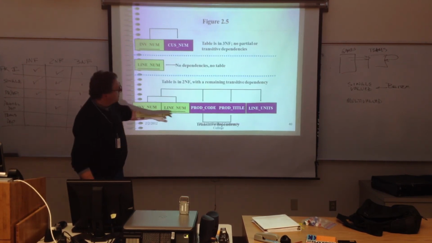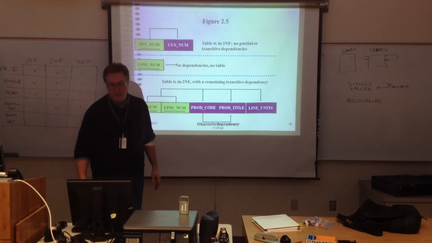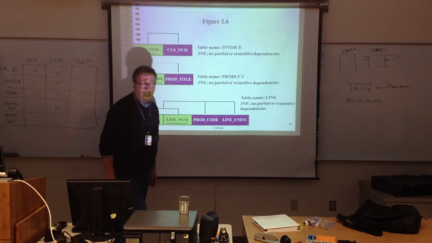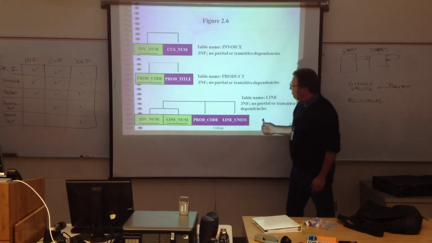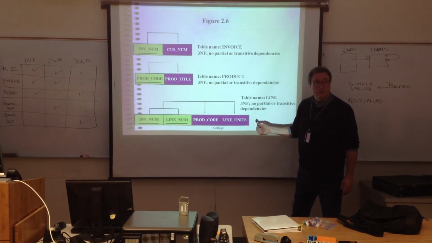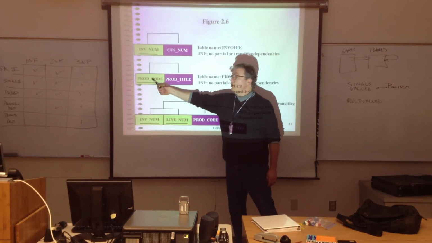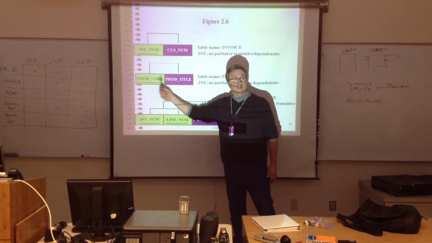I got that transitive dependency in here, where I got product code and product type. They're redundant. I don't need both of them in that line number record. So again, I'm going to extract the product title and put it in its own table with product code. Product code will serve as my primary key. I can always look up the product title from the product code.